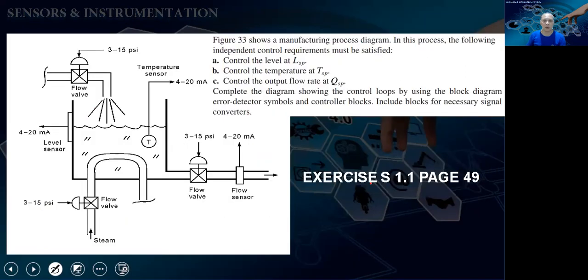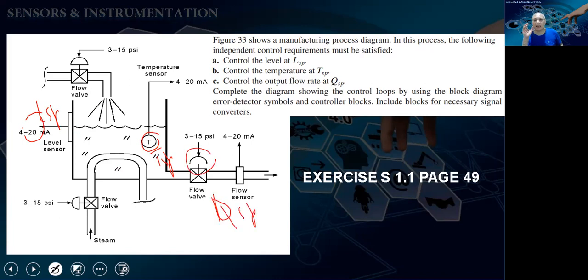There are 2 examples here that I want you to do on your own time before we come into class. Just think about this after looking at the notes. This is a case of a water level tank. It's figure 33 from the book. It shows a manufacturing process diagram. In this process, the following independent control requirements must be satisfied. You must control the level, LSP, and then you must control the temperature, TSP. So this is level, going to LSP. This is going to TSP. And then there is a control flow rate, which is here, QSP.